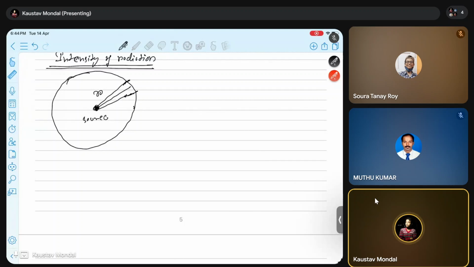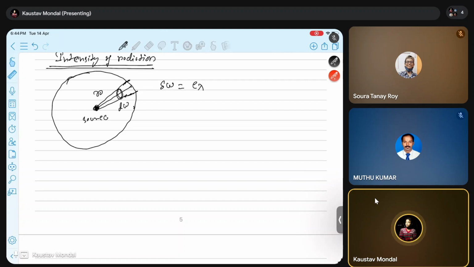Now from this source point, what is the total power or energy that is coming onto that particular point at r, and which is making a particular solid angle d omega, given by, let's call it, delta w. So delta w is basically E lambda.